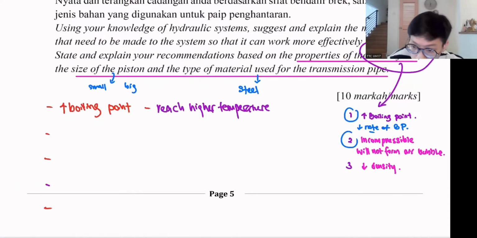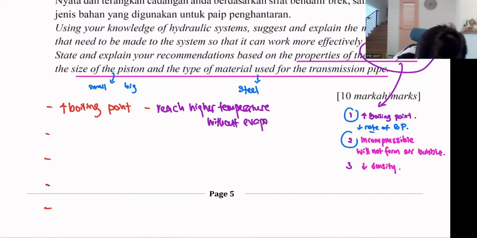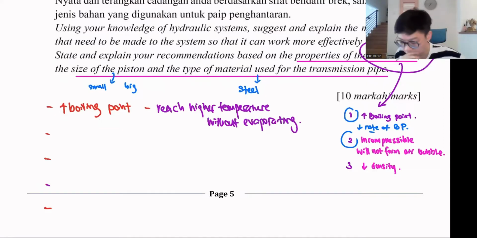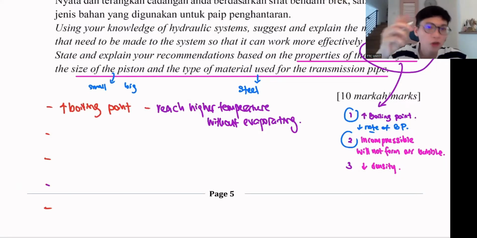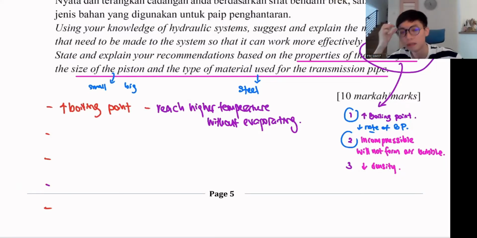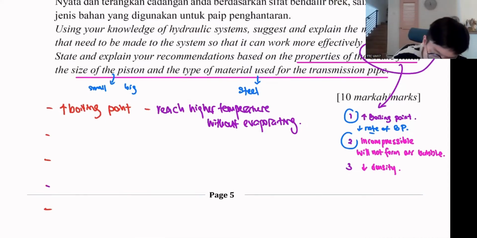Okay, it can reach higher temperature without evaporating. So that means a high boiling point substance can be heated to that temperature, but it doesn't evaporate. So let's say, for example, oil. What's the advantage of oil? If, let's say in Malaysia, one day the weather is very hot, if your hydraulic system uses water, your water will have evaporated, but oil will not evaporate because it can reach higher temperature. All right. Then next, we write incompressible.